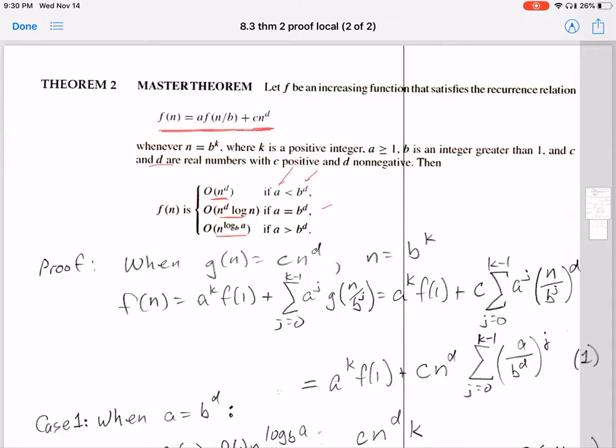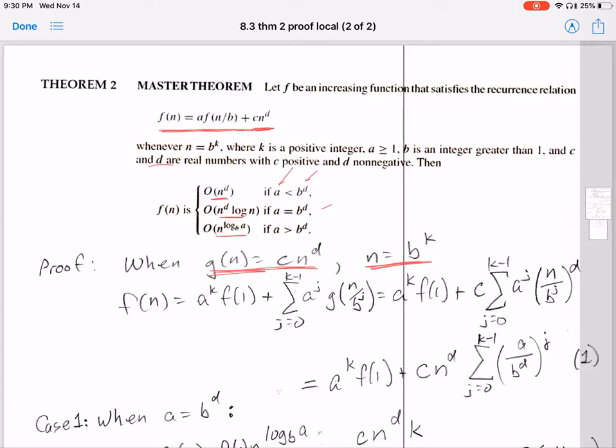So let's look at a proof of this theorem, because it is important to know when we can apply it and what big O certain divide and conquer algorithms will have. All right, so again, we're using c times n to the d for my conquer function, and we will continue to make the simplifying assumption that n is a power of b.